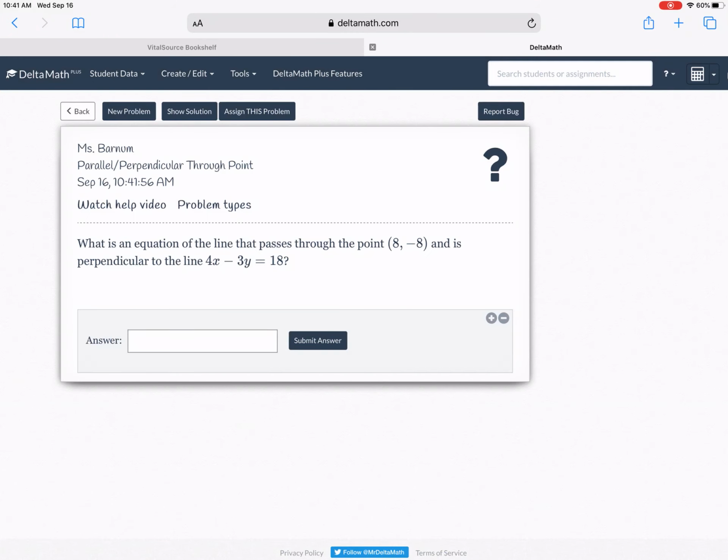And last but not least, this is the last part where it's more what you're expecting. What is the equation of a line that passes through? It gives you a point, tells you if it's parallel or perpendicular, and then it tells you your equation. Sometimes it's going to give it to you in y equals mx plus b form. That's pretty cool. Other times you're going to have to rewrite it first.